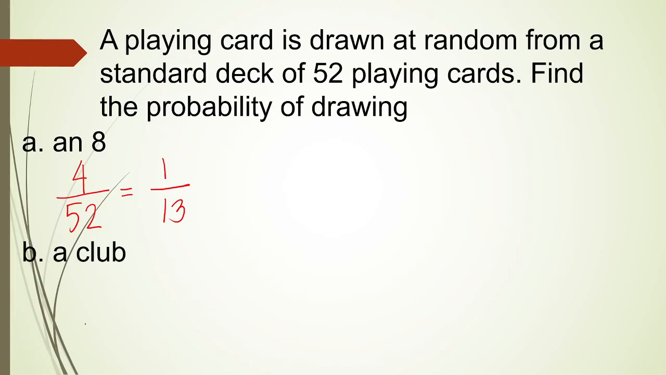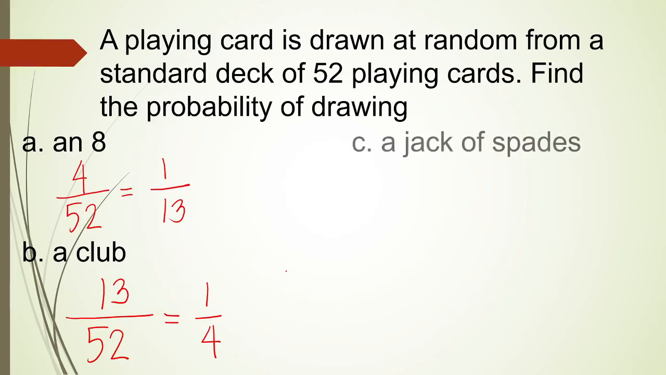A club. Still, the denominator is 52. How many clubs are there in a deck of cards? Club. Take note, heart, diamond, club, spades. Those are suits. So, mag-talk about ganitag mga suits, pila ang ibutang? 13 na siya kabuok. So, reducing that, that will give us 1 over 4.